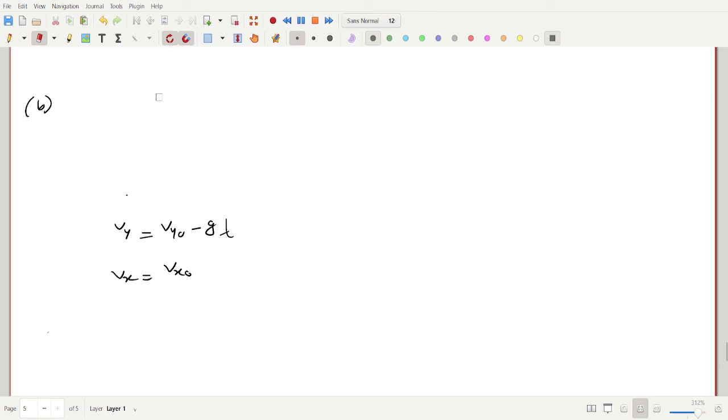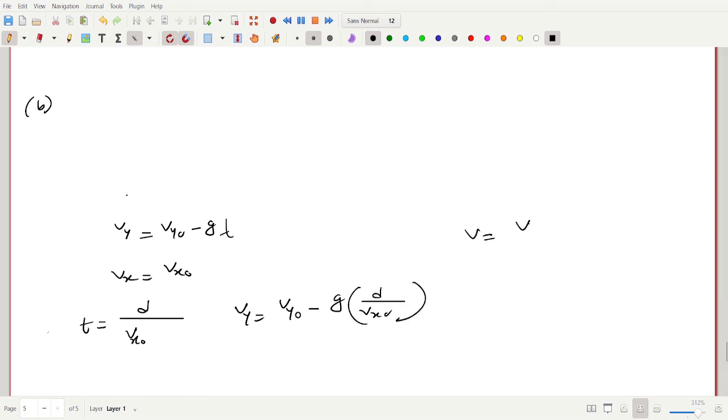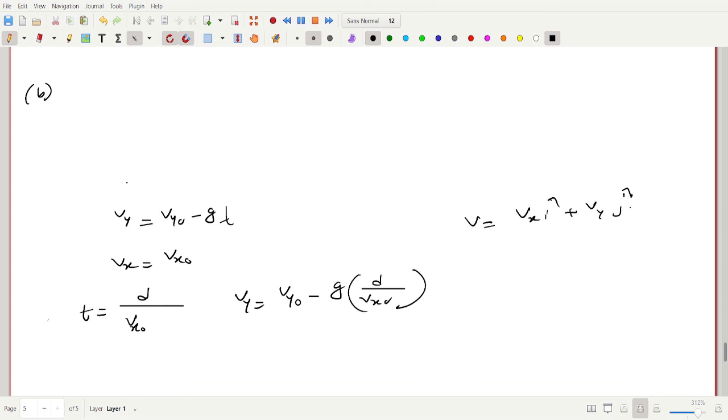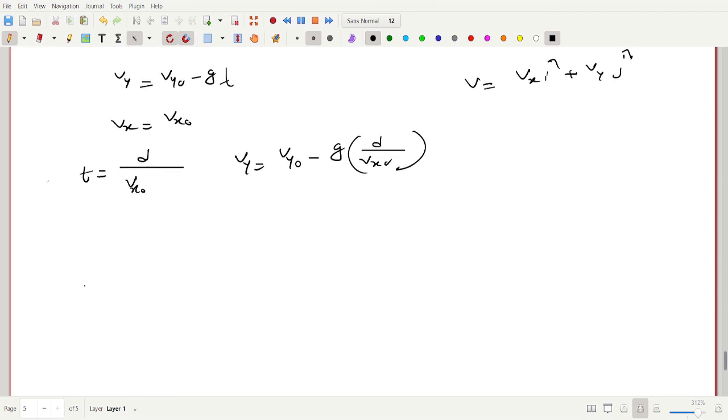What we will check with this is that vy equals vy naught minus gt and vx equals vx naught. Now how can we calculate t? T equals d by vx naught, and then we will find vy using vy naught minus g into d by vx naught. Okay, then our v will be in the form vx i hat plus vy j hat. Now what Reshad just said, we will calculate the time for maximum height, which is tm, which is v naught sin theta by g.